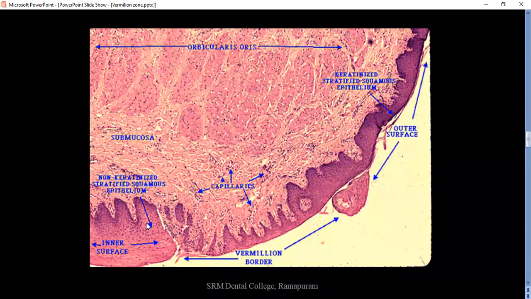Here is another histopathological picture where you have your labial mucosa on the inner aspect with non-keratinized epithelium, and then you have your vermilion border. Look at the thickness of the epithelium. It is less when compared to the inner labial mucosa, and then you have your outer skin, the epidermis and the underlying dermis.